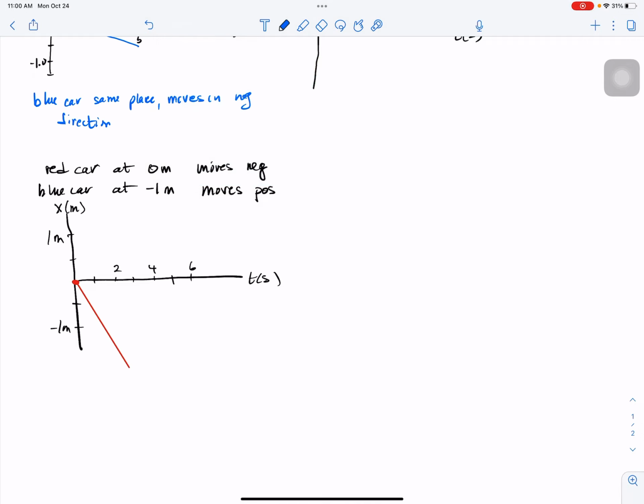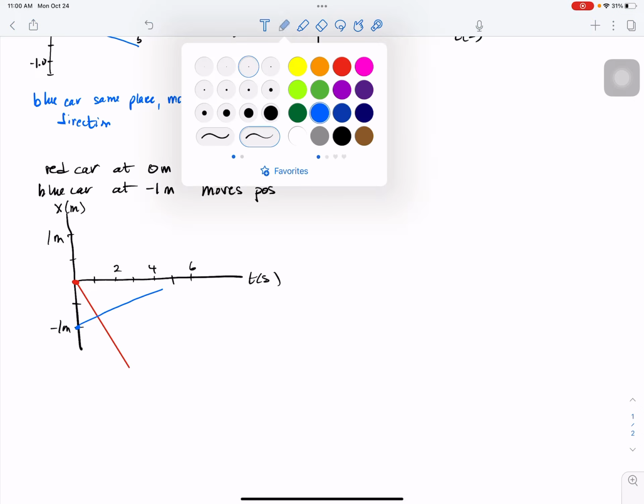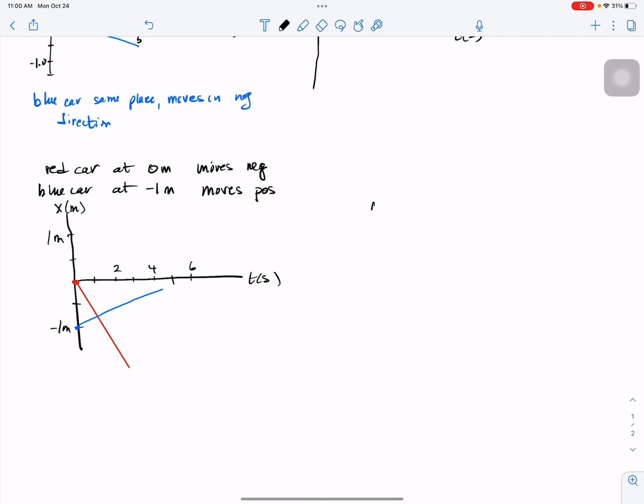And then the blue car starts at -1 meters, and it moves in the positive direction, about half the slope. And so we're just going to have it do it that way. That will be sufficient. If you want to plot points, you can, but if you just want to do it qualitatively, as long as your qualitative is correct, that will be good.